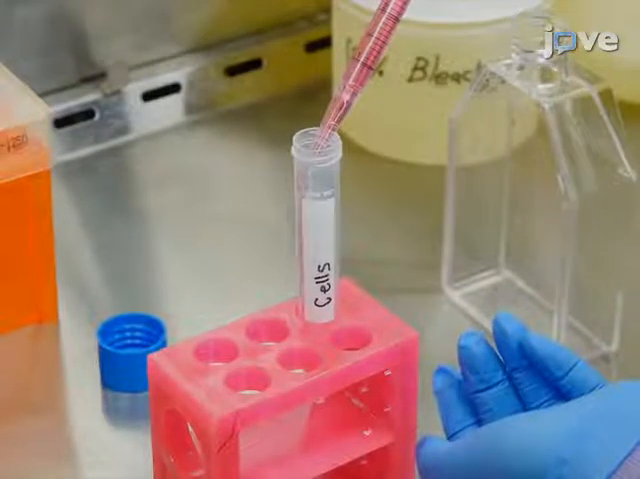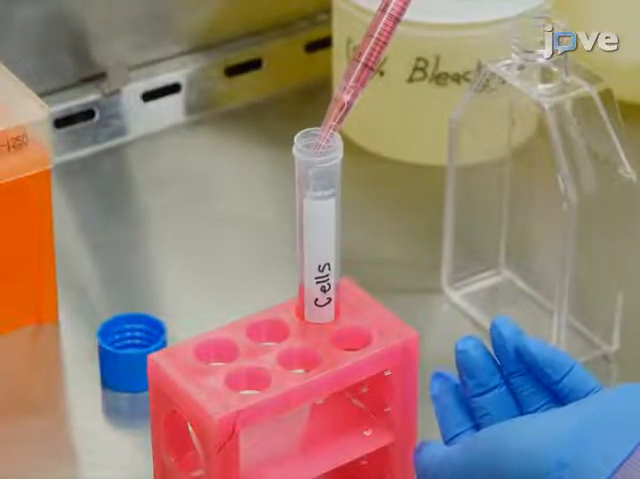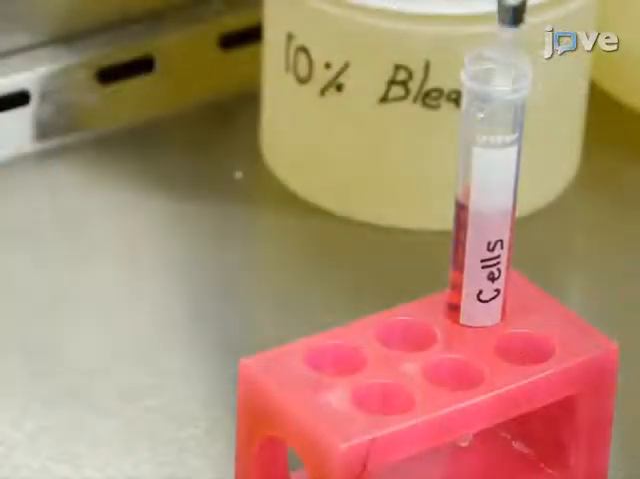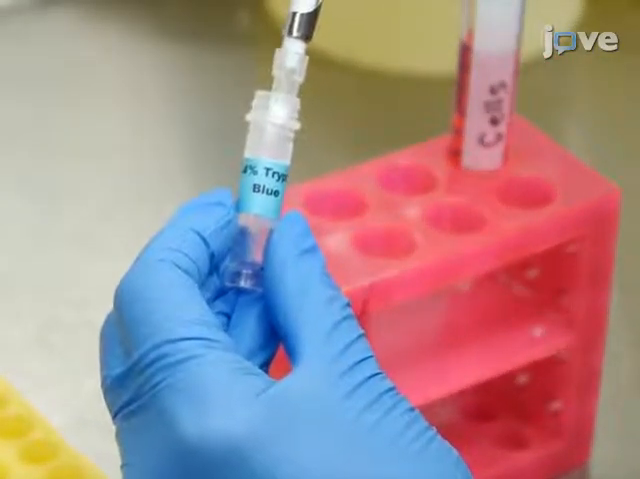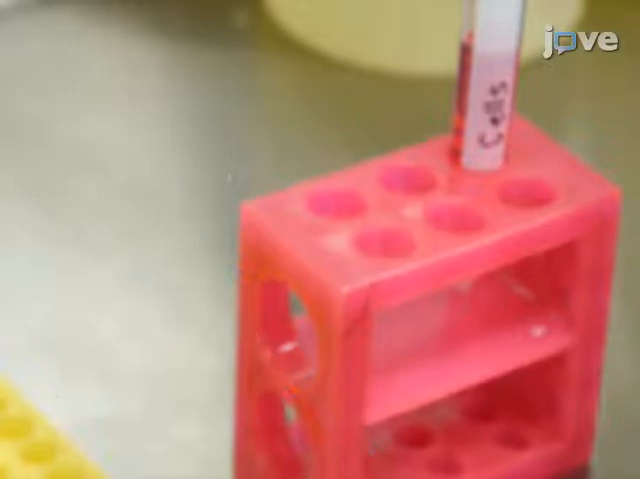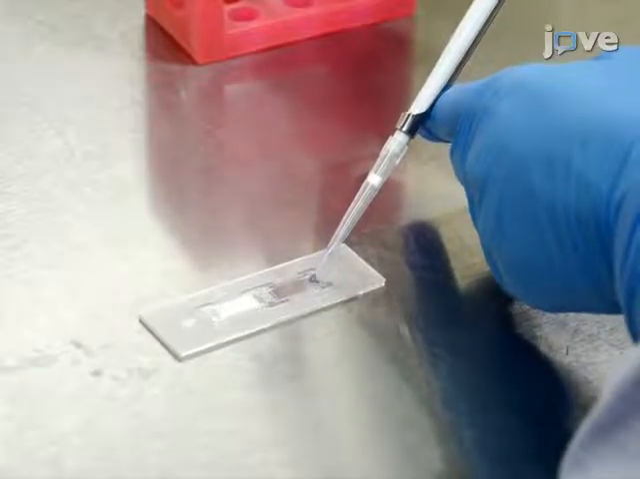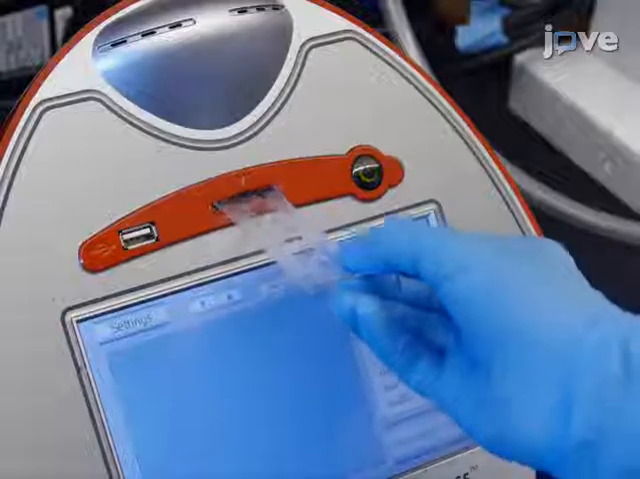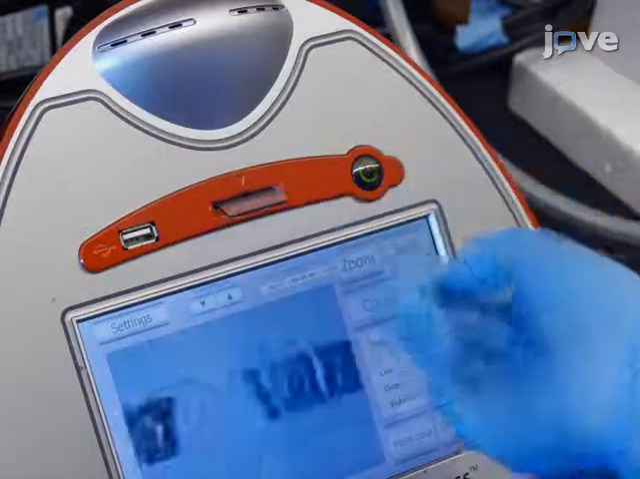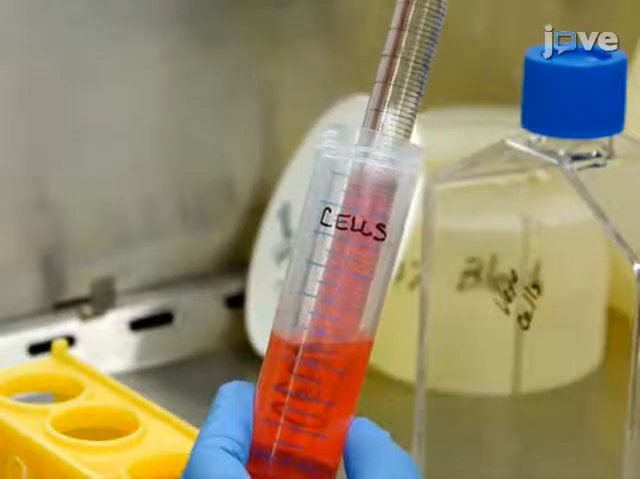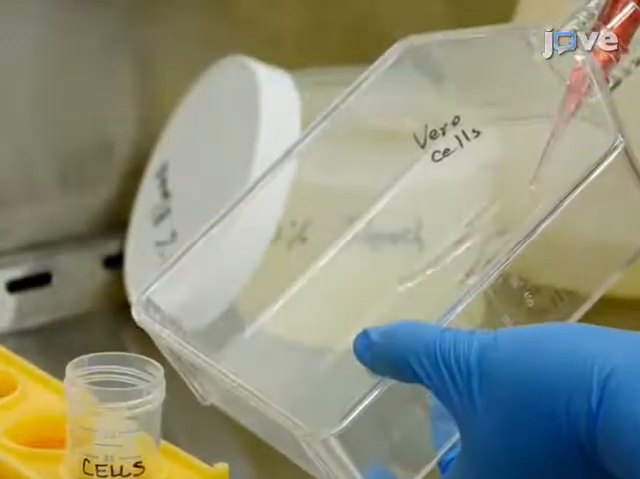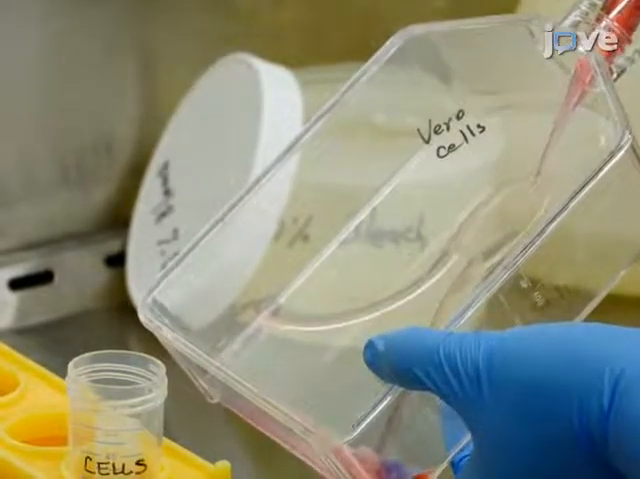Then, transfer the cells to a 15 milliliter tube. Next, remove 10 microliters of cells and mix with an equal amount of 0.4% trypan blue. Load the prepared mix to the cell counting chamber slide and obtain a count of the viable cells using an automated cell counter. Seed a total of 7 million cells into a T160 flask in a 30 milliliter volume.